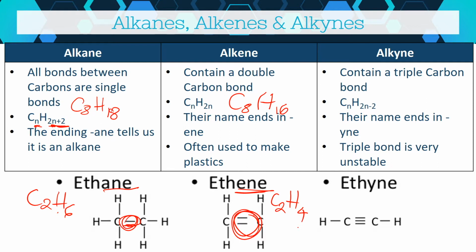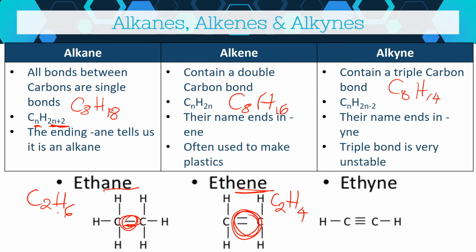All right, finally our alkynes, so they have that triple bond. Their formula is CnH2n minus 2. So we'll go back here. If C is 8, then H would be 2 times 8, which is 16, minus 2. 16 minus 2 is 14. Their name ends in yne, or ine. Now the triple bond is actually very unstable, so they're likely to react because of it.